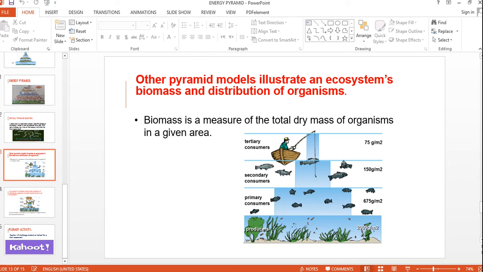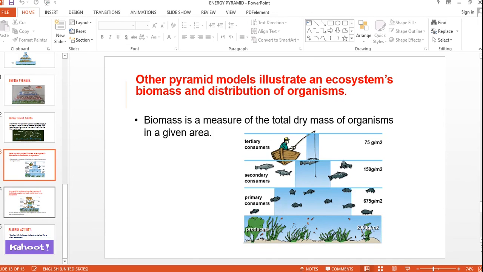So simply, the biomass pyramid shows the total dry mass of organisms in a given area, or how much dry mass is needed at the bottom to support primary consumers, then the amount of dry mass needed to support secondary consumers, and the amount of dry mass of organisms needed to support tertiary consumers. All this is shown by biomass pyramids.